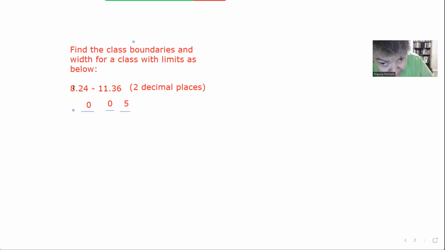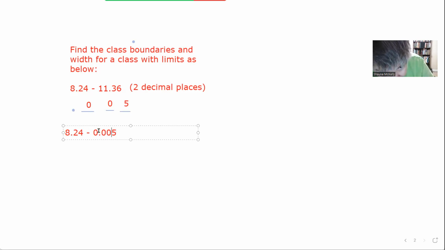This 8.24 is the lower limit. So we're going to say 8.24 minus, because remember, it's got to be lower than this. So minus 0.005. Okay. This front 0 is optional, but I just want you to remember there's 3 behind it.